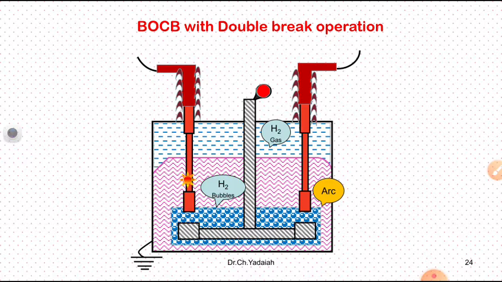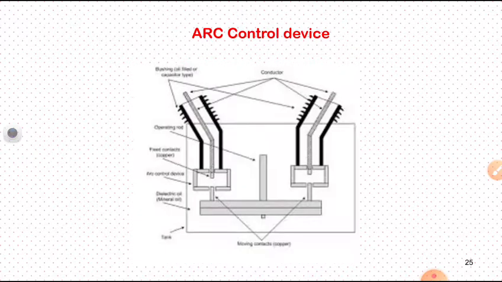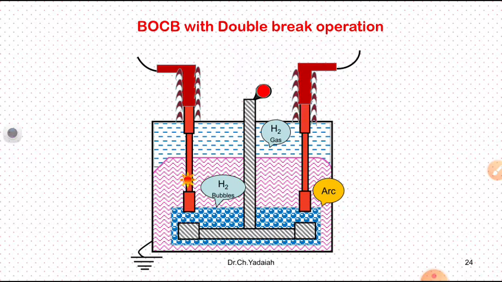It occupies the free space, the air space at the top. Due to this, what will happen? The inside pressure increases. That is enough to increase the dielectric strength of the media, which is going to nullify the arc. So this is a double break system.